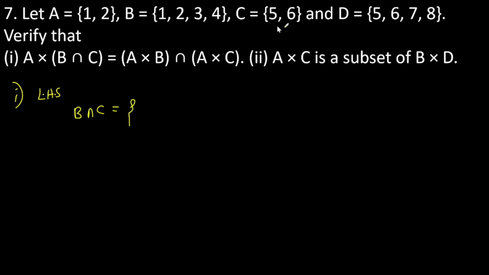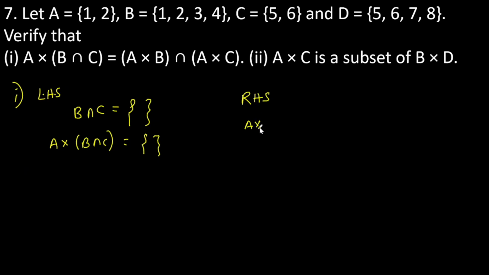No common element means empty set. So A cross B intersection C will be empty set. We know if you find the Cartesian product between a non-empty set and an empty set, we will get the empty set phi. And the right hand side, if I write right hand side, so A cross B.